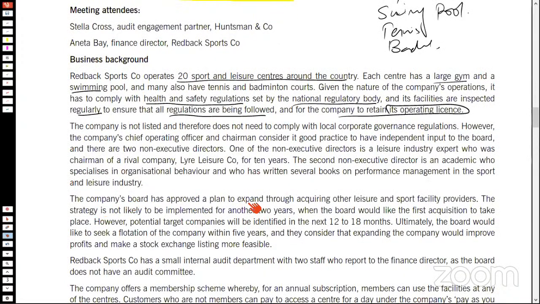Now see, the board has approved a plan to expand through acquiring other leisure and sports facility providers. That strategy is not likely to be implemented for another 2 years, when the board would like the first acquisition to take place. However, the potential target companies will be identified in the next 12 to 18 months. Ultimately, the board would like to seek a flotation of the company within 5 years, and they consider that expanding the company would improve profits and make a stock listing more feasible.